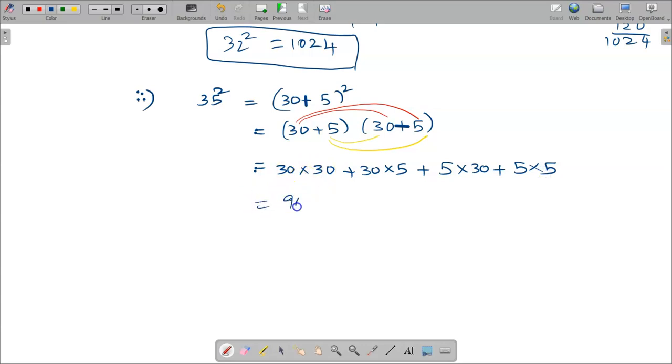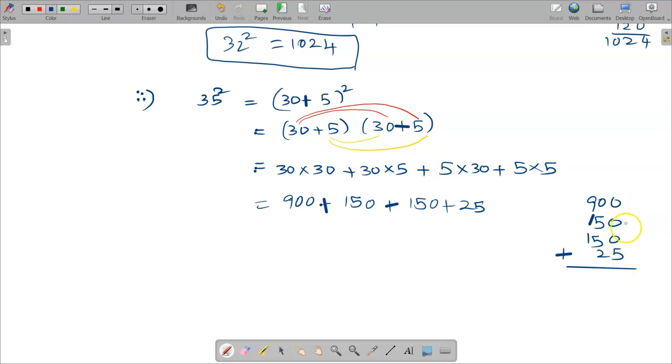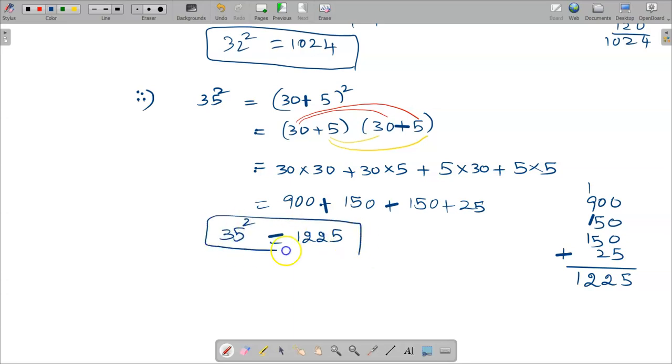So 3 3s are 9, 00 you have, 5 3s are 15, 0 you have, again 5 3s are 15, 0 you have, 5 into 5, 25. So 900, 150, 150 and then 25. Okay, all you are going to add. So 5 plus 0 is 5, 5 plus 5 is 10, 10 plus 2 is 12, 1 carry, 9 plus 1 is 10, then 10 plus 2 is 12. Okay, so the answer is 1225. So 35 square is 1225.